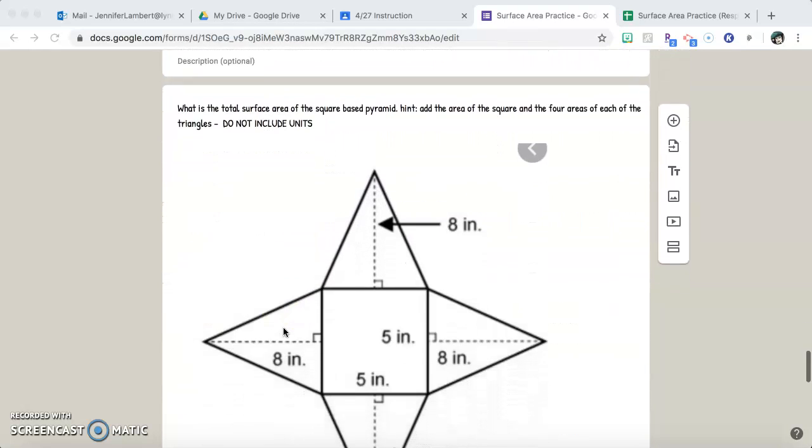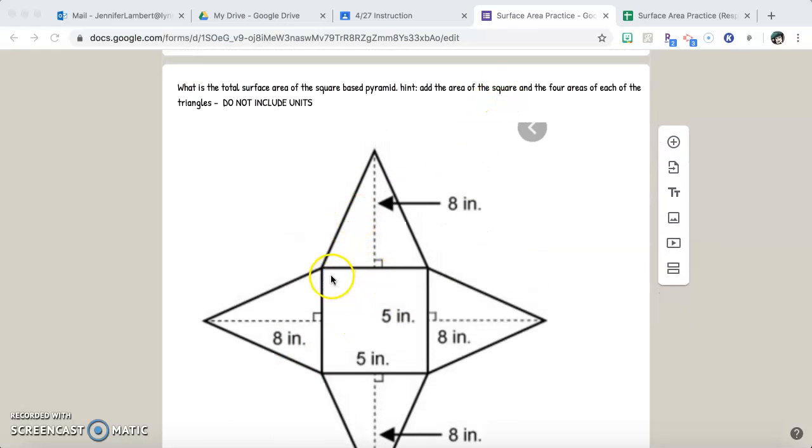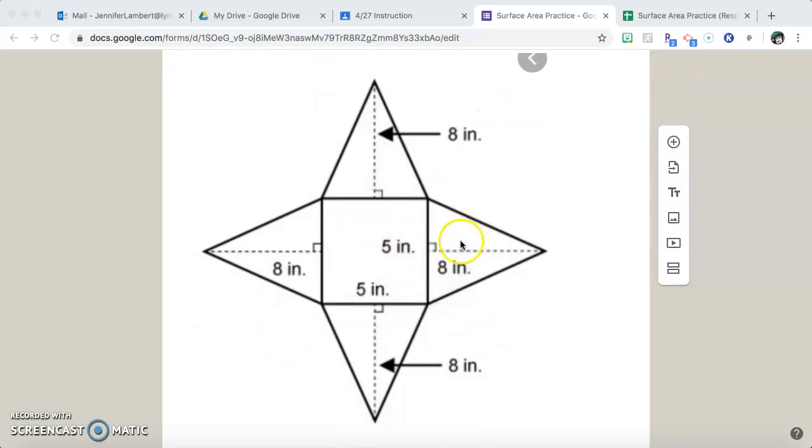I did this in the example today. I'd find the area, and I tell you right here, find the area of the square. Area of a square, 5 by 5 is 25. Then find the area of each triangle. Well, the bottom of the triangle is 5 and the height of the triangle is 8. So if I do 1/2 times base times height, 5 times 8 is 40, divided by 2 is 20.